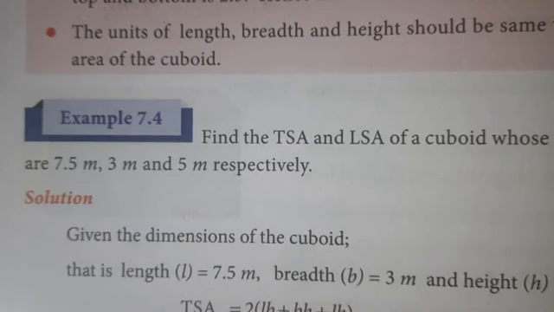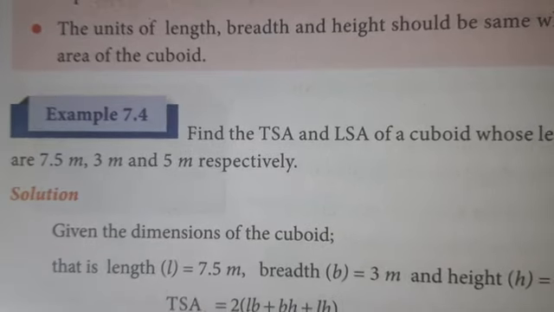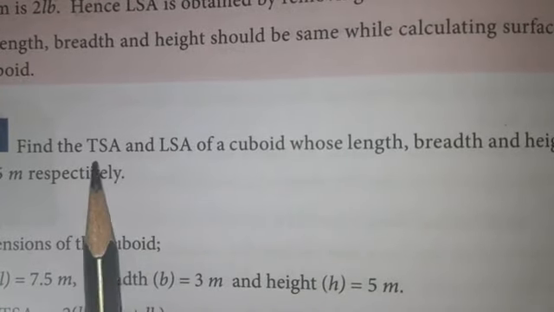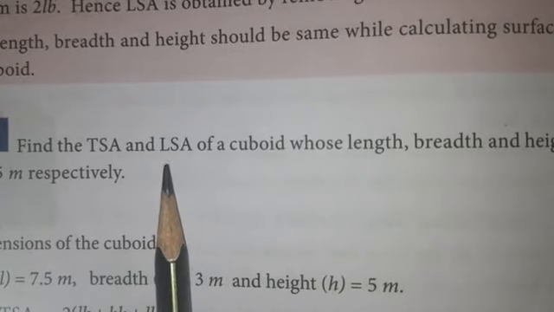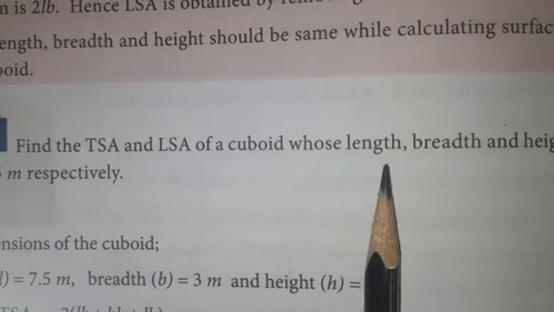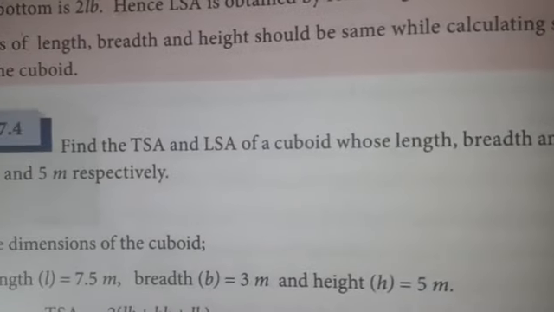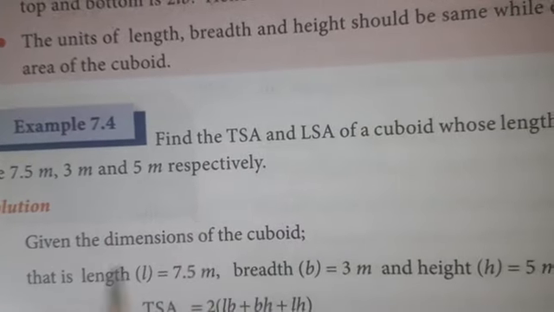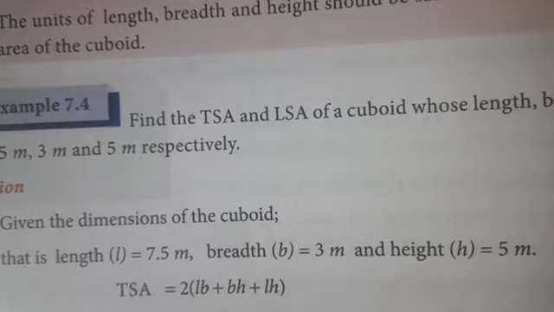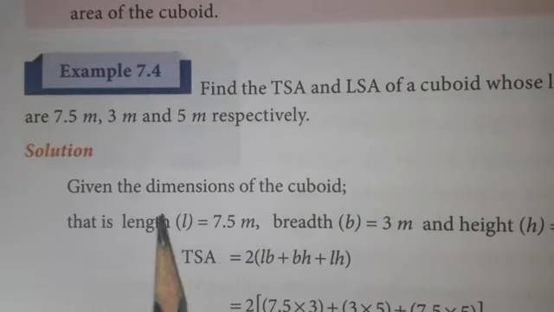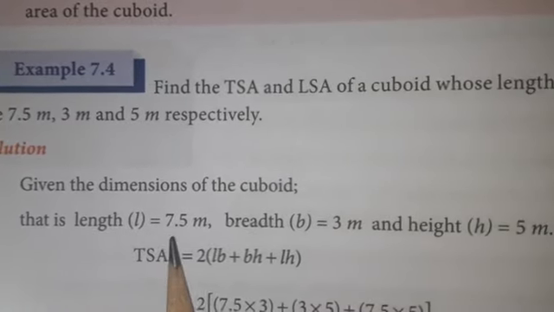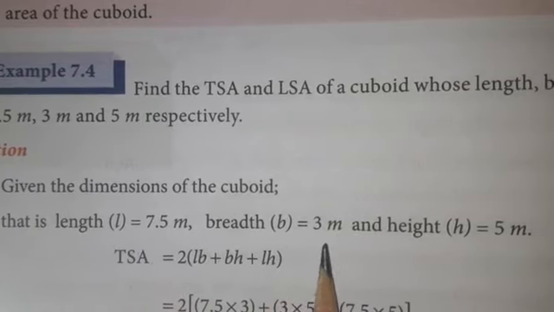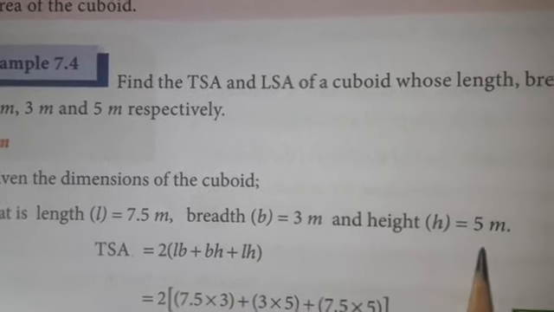Example 7.4 on page number 254. Find the TSA and LSA of a cuboid, that means total surface area and lateral surface area of a cuboid whose length, breadth and height are 7.5 meter, 3 meter, 5 meter respectively. Solution. Given the dimensions of a cuboid, length is given as 7.5 meter, that can be taken as L. Breadth B is equal to 3 meter. And H is 5 meter.